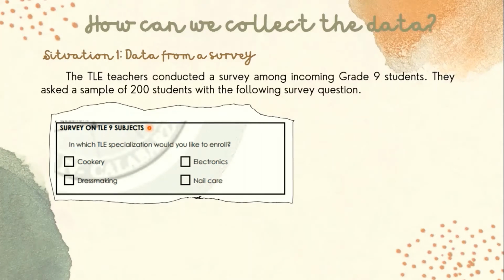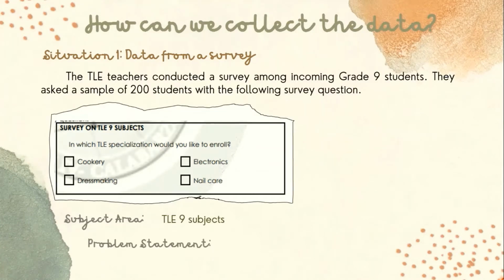Maliit at simple lang, kung ano ang kailangan, iyon lang talaga yung nakasulat. Very direct to the point. From this given scenario, we can deduce that the subject area is all about the TLE 9 subjects. And the problem statement, in which TLE specialization would you like to enroll? Ito yung pinaka-kailangan nilang masagot na inquiry. At ito yung mga possible na sagot. We have 4. We have cookery, dressmaking, electronics, and nail care.